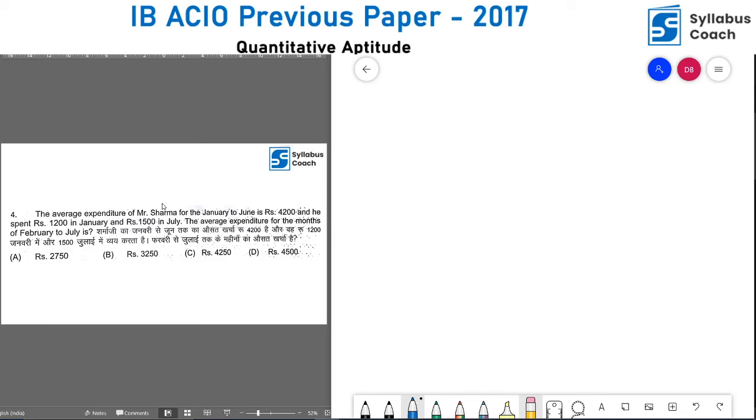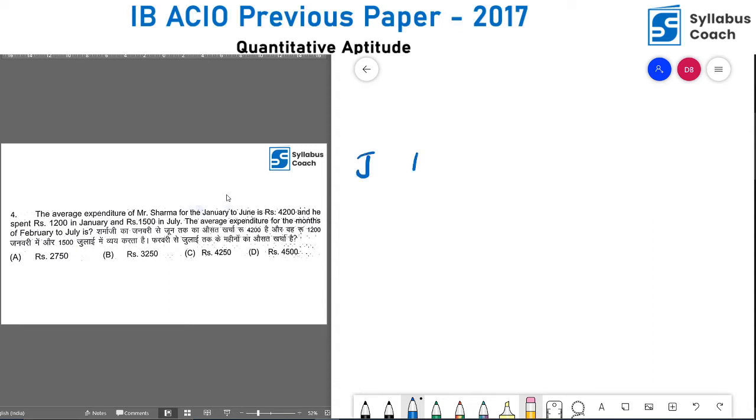It is given the average expenditure for Mr. Sharma for January to June is rupees 4,200 and he spent rupees 1,200 in January and rupees 1,500 in July. Now they're asking us to find out the average expenditure for the months of February to July, right? So this is very simple. So what we are supposed to do is let's quickly write it properly.